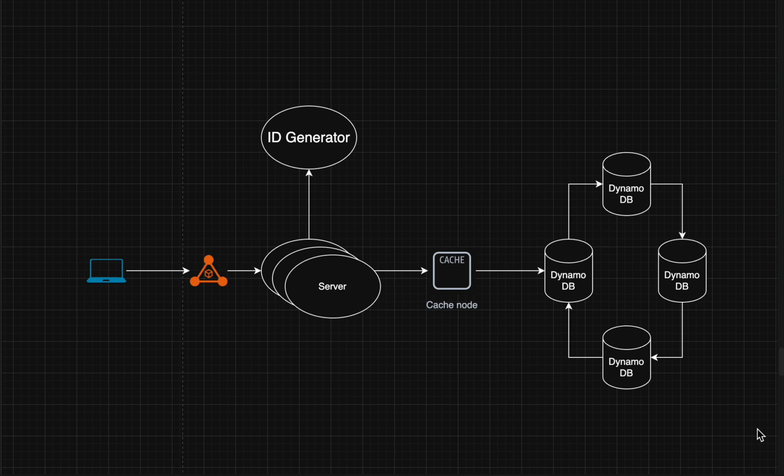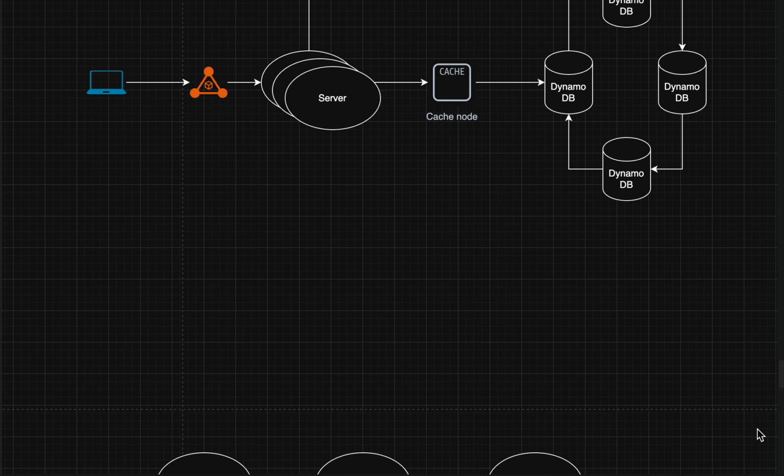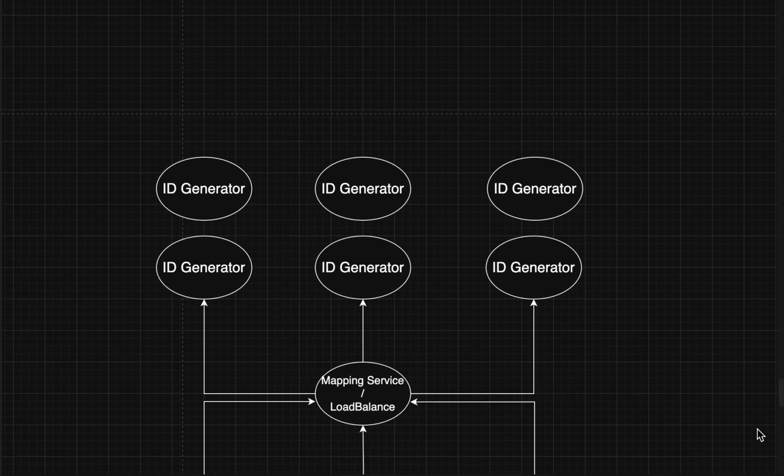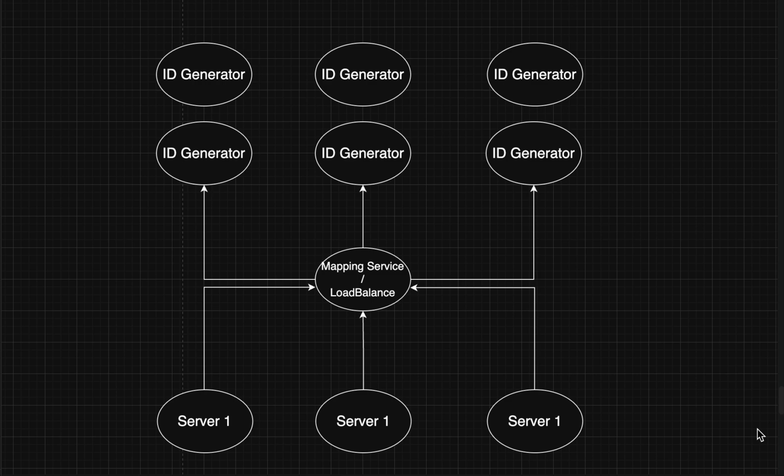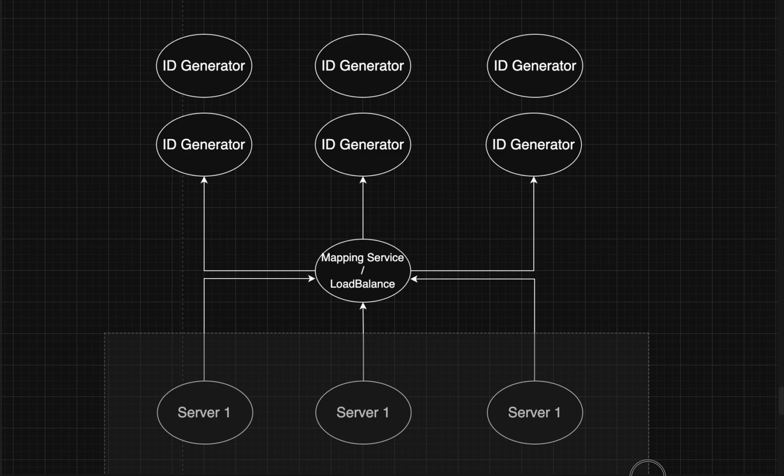So what else? There is one more approach which is quite complex, but it is highly effective. What we can do is, for every instance of our API server, we can hit a load balancer or mapping service, which will have different ID generators. Which server has to hit which ID generator will be decided by this mapping service and load balancer. So we'll assign one ID generator to each instance.